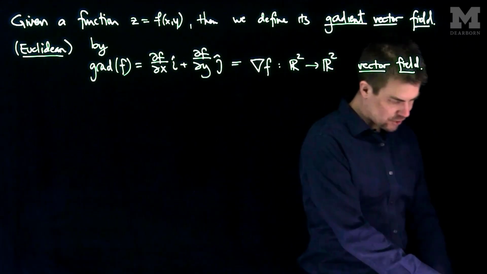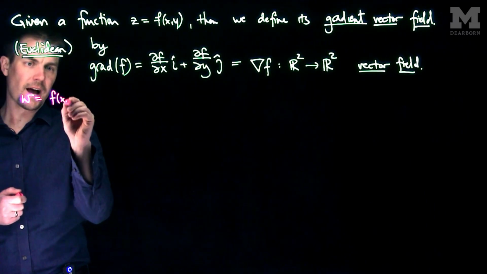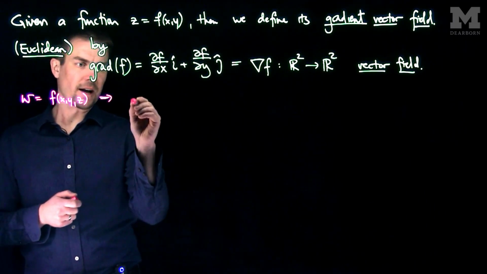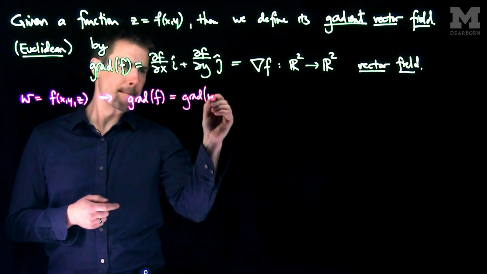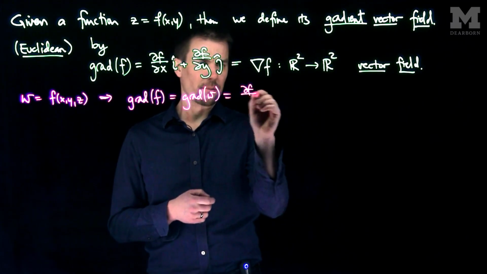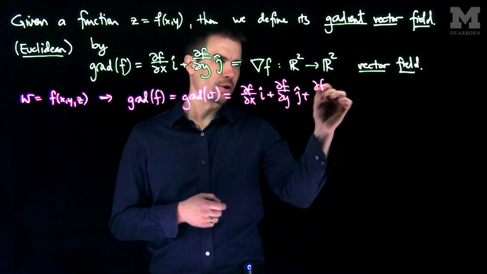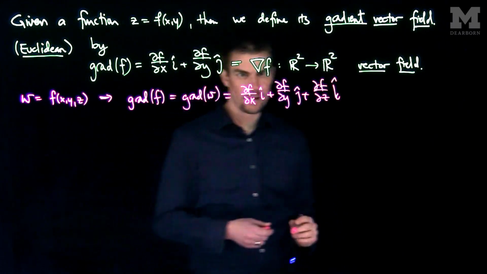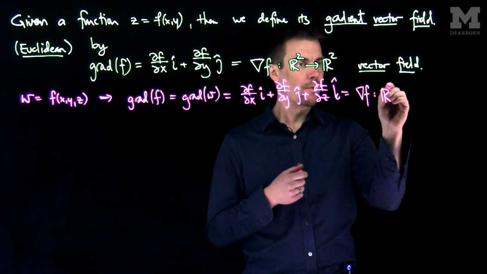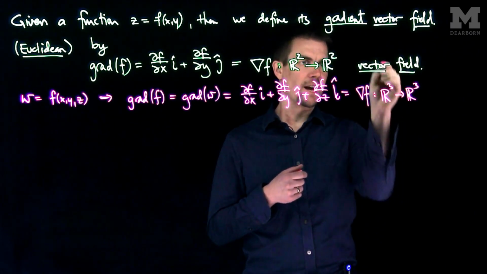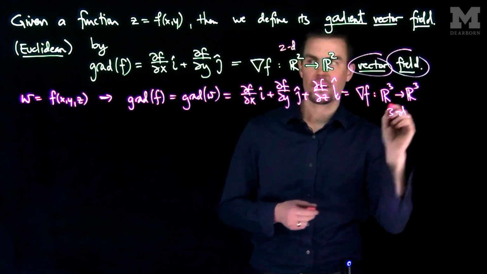We can also extend the definition of gradient to functions of three variables. If, for example, we had w, which was f of x, y, and z, then we would define the gradient of f, or the gradient of w, because f and w are the same, to be partial f partial x i hat plus partial f partial y j hat plus partial f partial z k hat. And this upside down triangle f is a mapping from a three-dimensional vector to a three-dimensional vector. And again, it's a vector field. We'd say that this is a two-dimensional vector field, and this is clearly a three-dimensional vector field.